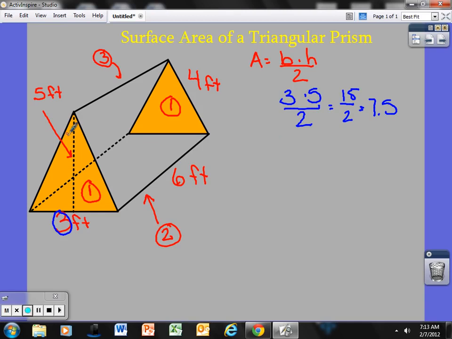But recall, I actually have 2 triangles, so this is the area of this triangle here. Because these triangles are congruent, it's also the area of this triangle here. Because I found the area of one triangle, I must now multiply this by 2. I'm going to double it because I need to find the area of both triangles. Since they are congruent, I just go 7.5 times 2. So the area of the 2 triangular faces together is 15 square feet. I am done with my triangles. I may shade them in so that I don't have to use them again.